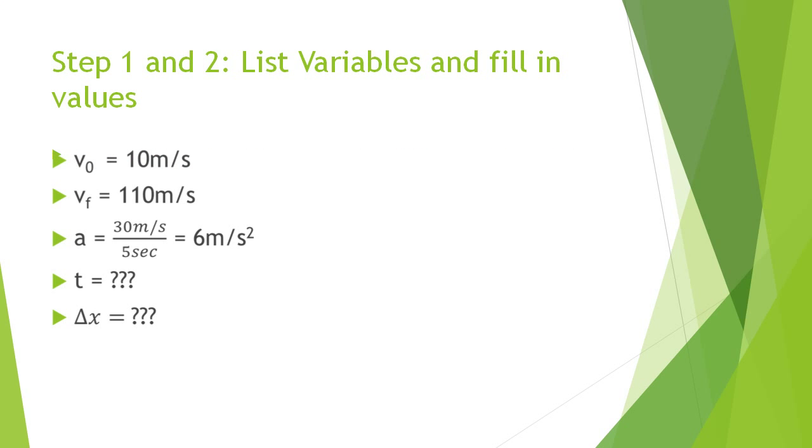So let's start off with step 1, which is to list out the variables: initial velocity, V0, final velocity, VF, acceleration is A, time is T, and displacement is delta x. So when we read the problem, we read that initial velocity for the car is 10 meters per second. We need to have a final velocity of 110 meters per second. Now for the acceleration, we know that it is 30 meters per second from rest. It takes 5 seconds to reach 30 meters per second. So if we divide this, we get 6 meters per second squared. Now what we don't know is time and distance, and we are going to solve this in step 3.